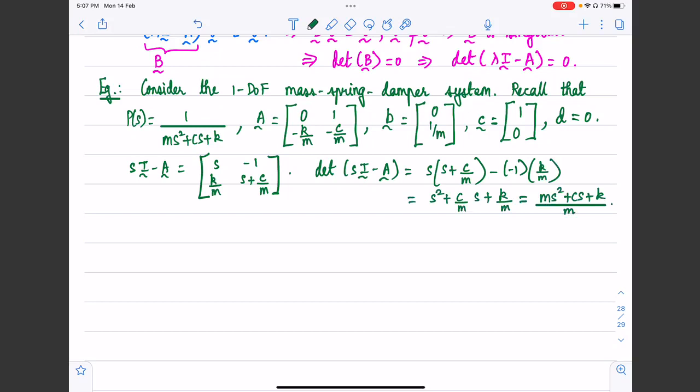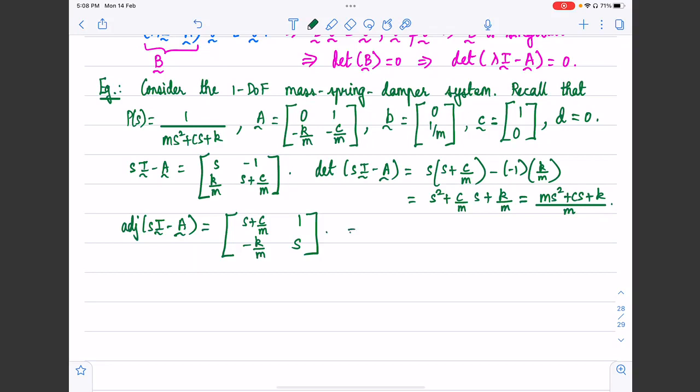So now, how do I get the inverse? For the inverse, I need to first find the adjoint. So for a 2 by 2 matrix, the adjoint is very simple. We just swap the diagonal terms and multiply the off diagonal terms by minus 1. Okay, so that is the result from matrix algebra. So essentially, we swap the diagonal terms, S and S plus C by M, and the off diagonal terms, we just multiply by minus 1. Okay, so this will give us the adjoint of SI minus A for a 2 by 2 matrix. Let me be very careful here: this is true only for a 2 by 2 matrix. So we get this, right?